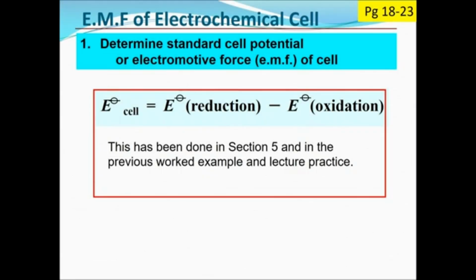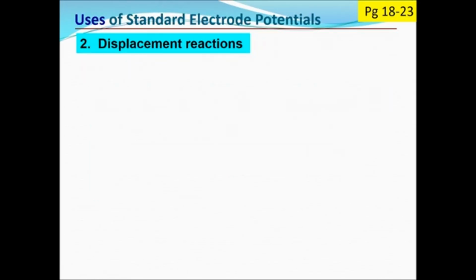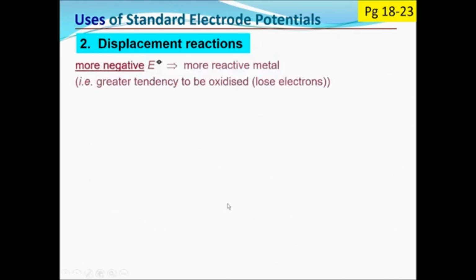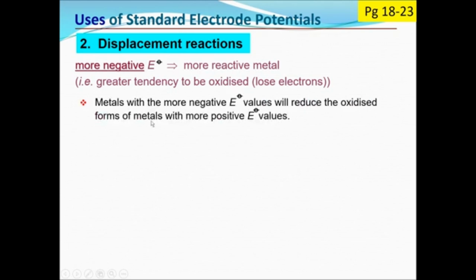We're now looking at the uses of standard electrode potentials. Firstly, of course, it can be used to determine the standard cell potential or EMF, which was done earlier and we'll do more in a later lecture practice. Next, we look at displacement reactions and specifically whether a more reactive metal can be spotted easily. This more reactive metal can displace cations of other metals. And how do we do that with the electrode potential values?